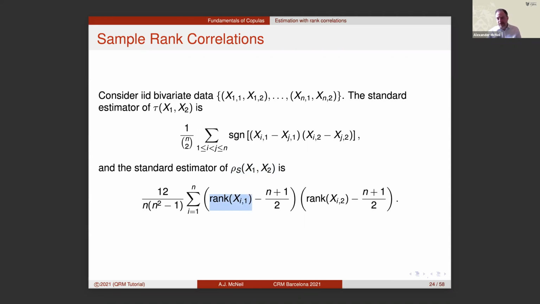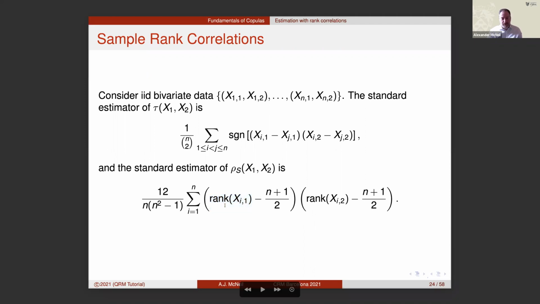So what are the ranks of a sample? If I have a sample of n data, the ranks just tell you the ordering. So rank 1 is the smallest, rank 2 is the second smallest, and rank n is the biggest. So it just tells you the ordering in the sample. You have the sample for x1, you have the sample for x2. All you need to know is the ordering of the points within those samples.